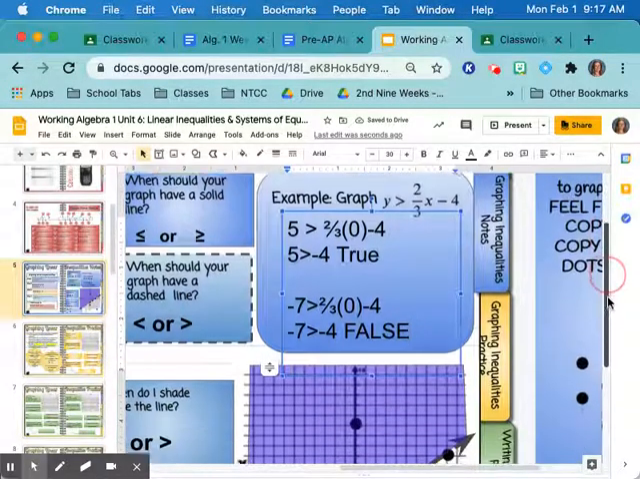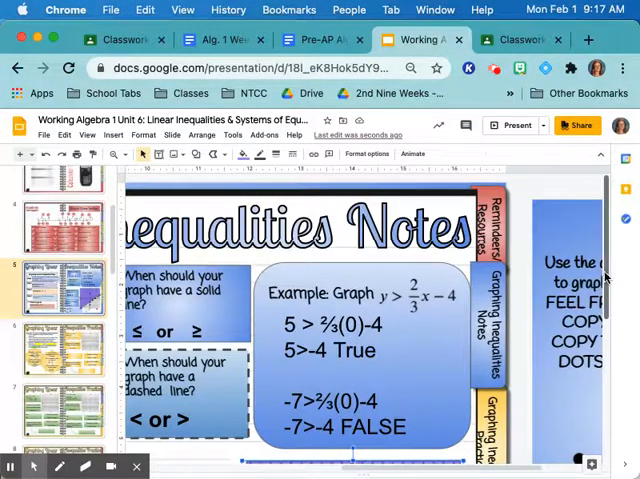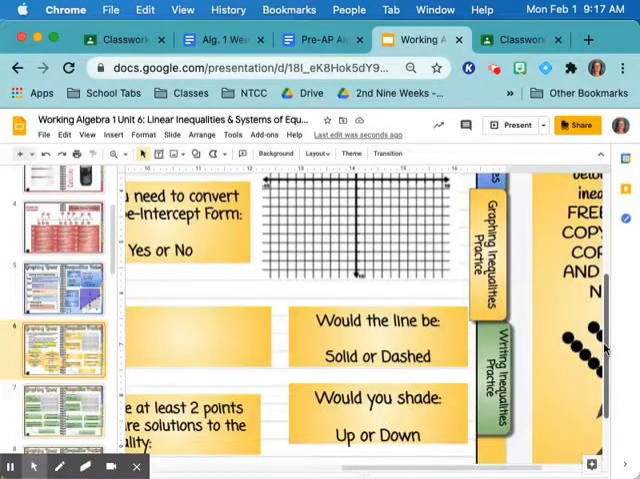So having that other point, the 0, -7, outside of the shaded area, the solution set, that means we did it right. We graphed it correctly. So we just want to be able to show that a point inside the solution set is true. Okay, let's go to slide 6.